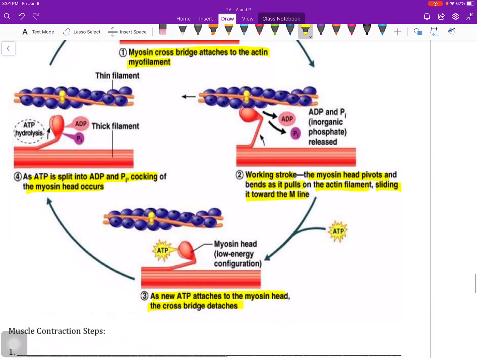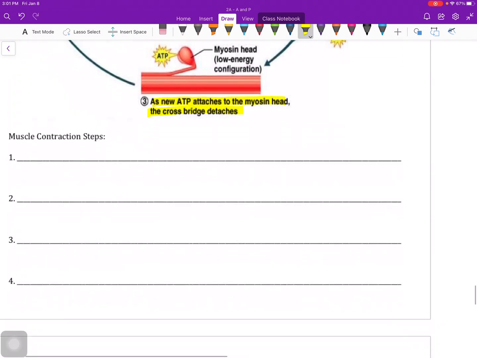All right? Now, what I want you guys to do right here is you're going to read through this. You're going to watch that video, and then you need to summarize in your own words the muscle contraction steps, okay? So that's what 1, 2, 3, and 4 are for you to do, is to summarize. Summarize in your own words, okay?